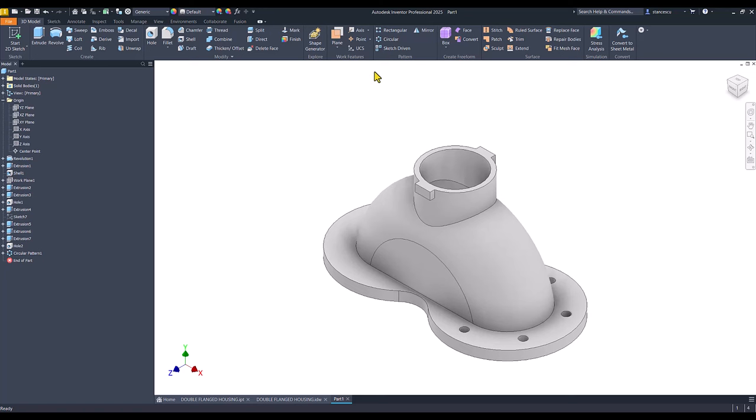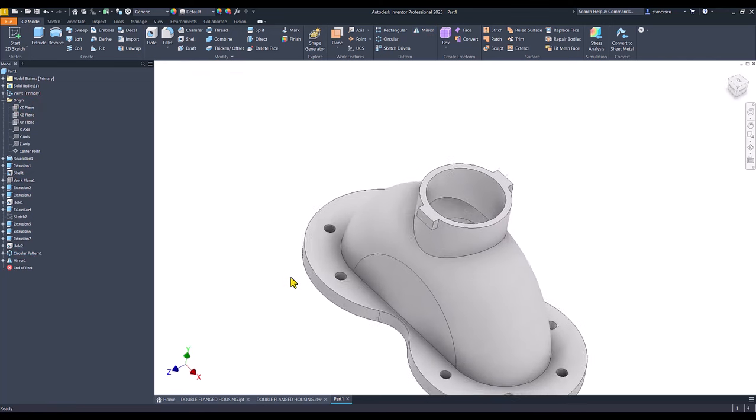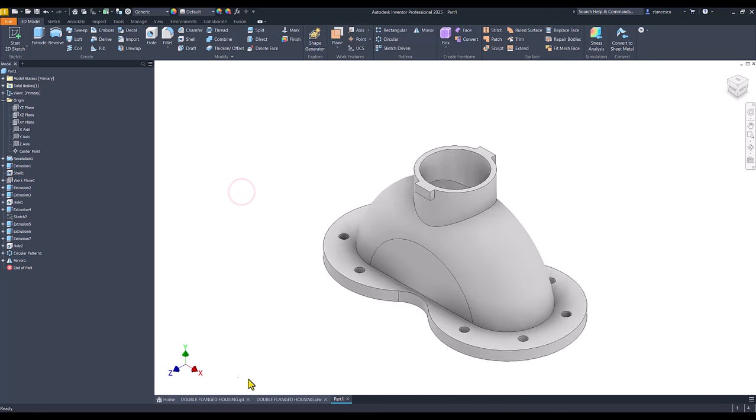Now we mirror these two last features about the plane YZ. Okay. All the holes are in position.